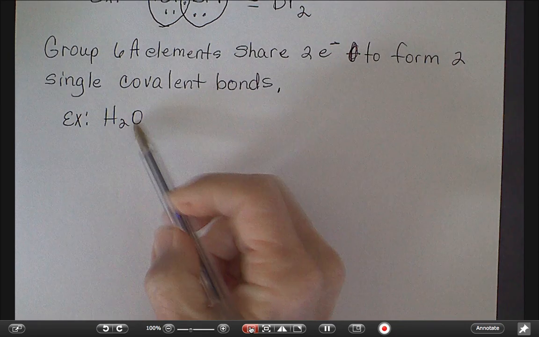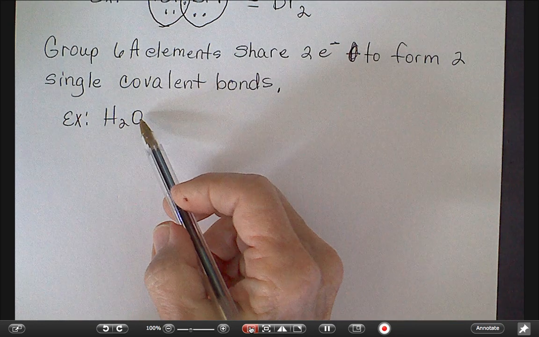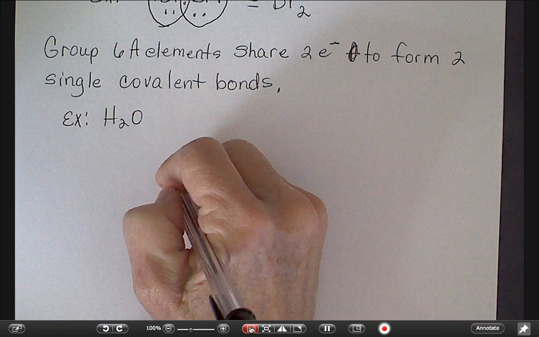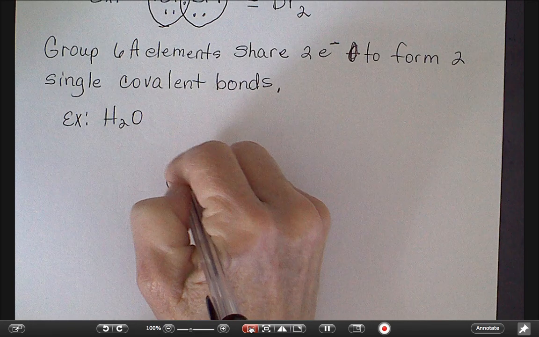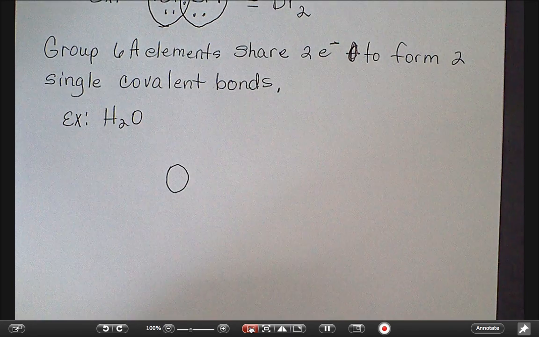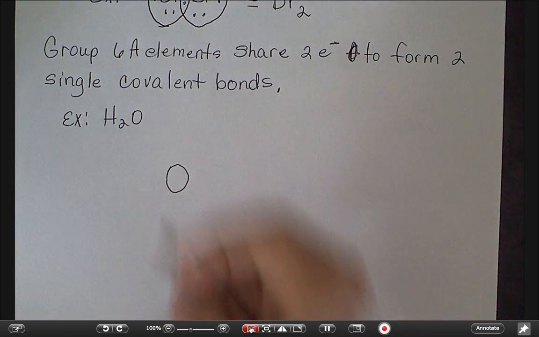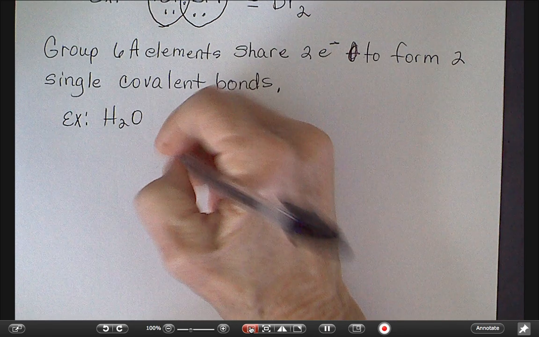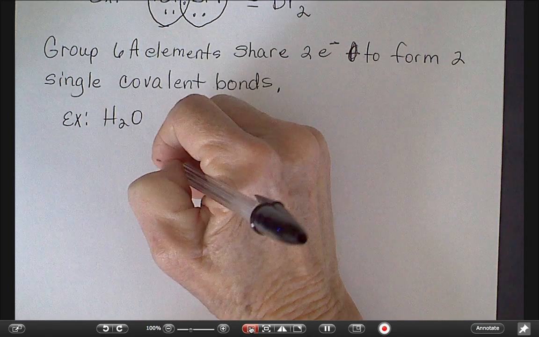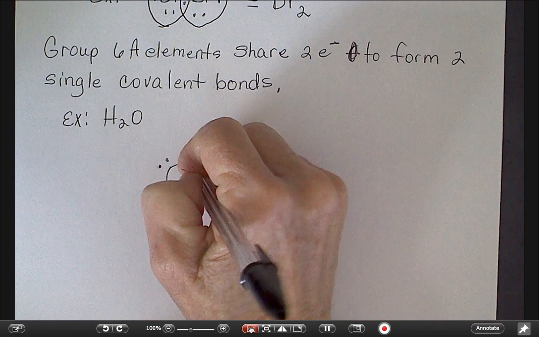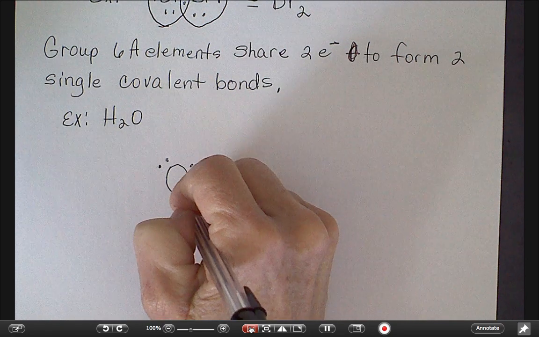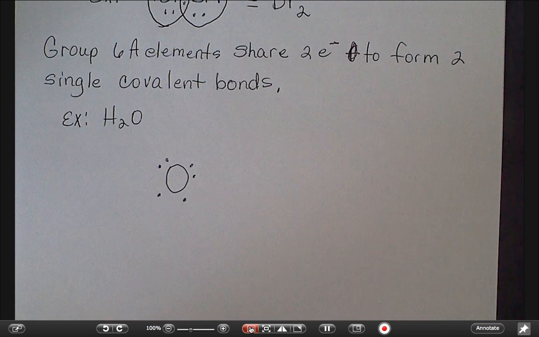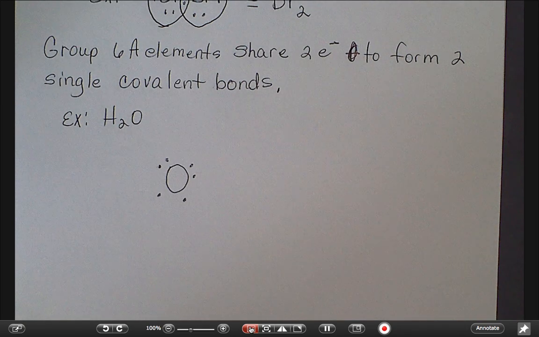Your most electronegative element will always take center stage. So we're going to put oxygen here. There's my O. Now then, I'm going to kind of offset this, and I'm going to do it for a reason. There's 1, 2, 3, 4, and then 5, 6. Did I give my O 6 valence electrons?